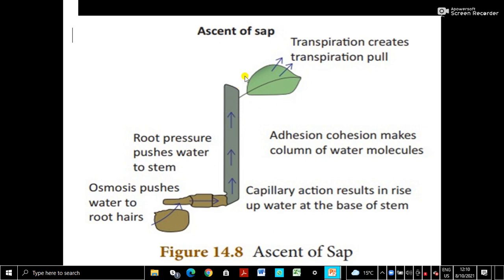So first let us discuss the absorption and movement of water upwards. And this is called ascent of sap. Ascent means moving upwards. Okay. So what happens is, you have learnt again last year, osmosis is the physical process by which water is absorbed by the root hairs. Okay. Water is a hypotonic solution and from there root hair will absorb water which will move into root xylem, and by capillary action which results in the rise of water at the base of the stem like this.